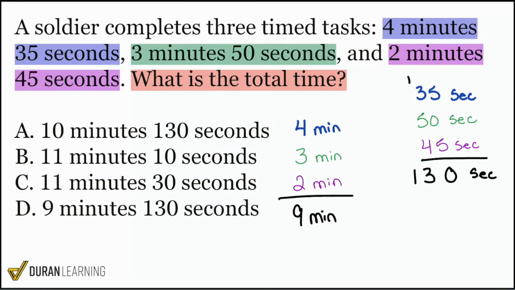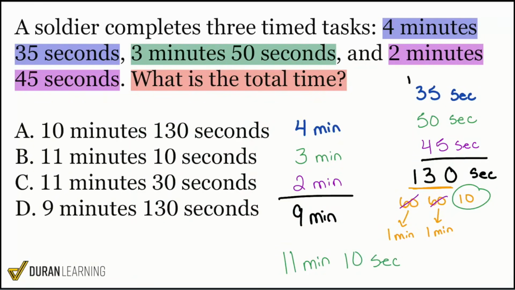If you can't see it right away, don't worry, because I got you. 130 is going to be 60, 60, and 10. So guess what? This is a minute, and this is a minute. So everybody, we have 2 extra minutes here. So what does the 9 minutes and 130 seconds become? It ends up becoming 11 minutes. So again, we take these 2. So that'll be 11 minutes. And then the extra 10 seconds.